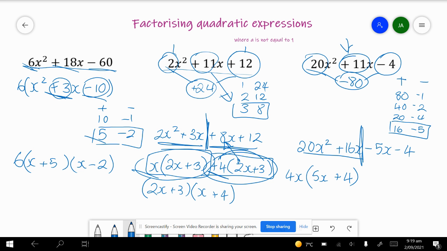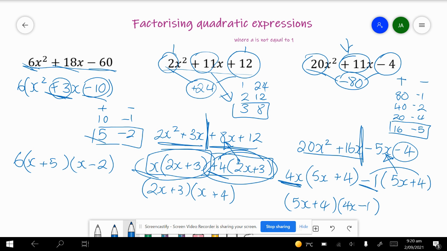Just a reminder that that bracket here is always going to be the same. And we look at 5x times what equals negative 5x, and my answer is negative 1. And just to check it, negative 1 times positive 4 is equal to negative 4. Okay, so our common bracket there, pull it out the front, is 5x plus 4. And then in our second bracket is whatever's left. So that's 4x and minus 1. That's factorising quadratic expressions when a is not equal to 1.